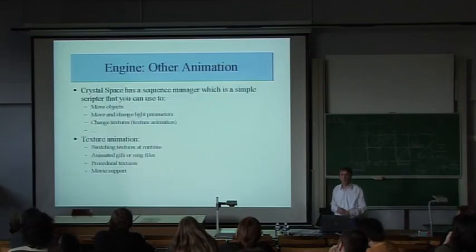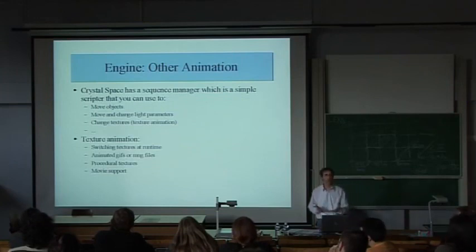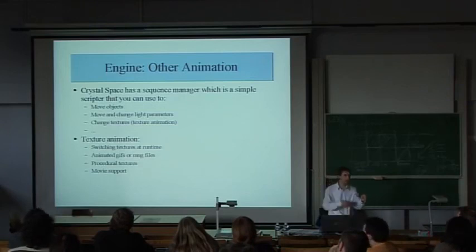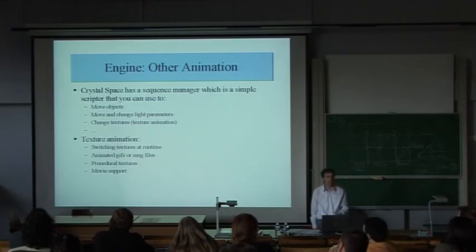There's a sequence manager, where you can have a kind of script that you can say, for example, for 1 second, move that object from there to there. Then after that, it will jump 3 times, and after that, it will rotate a bit. So you can make these kinds of scripts. And of course, texture animation, animated GIFs, movies, animated textures in general.